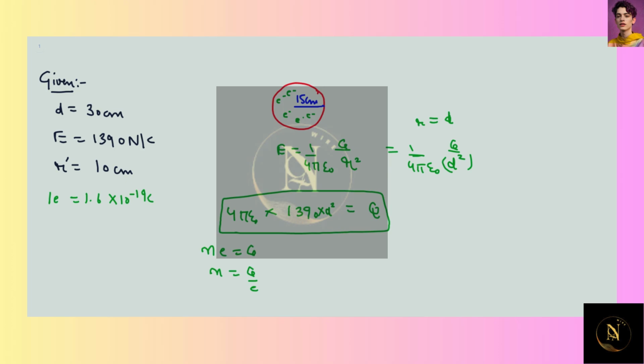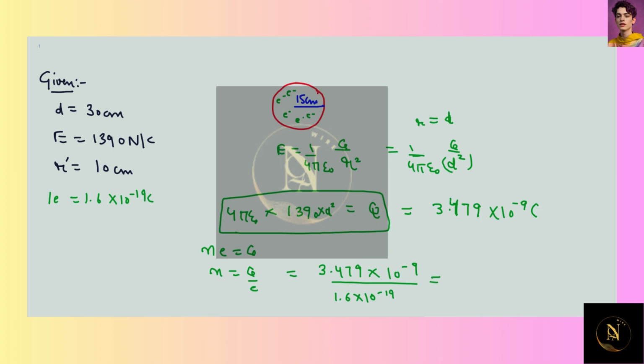So let's find out the Q here. So Q comes out to be 3.479 into 10 raised to minus 9 coulomb. So this would be 3.479 into 10 raised to minus 9 over 1.6 into 10 raised to minus 19, because each electron has this much charge, and to have this much charge we should have N number of electrons, which is exactly equal to this quantity.